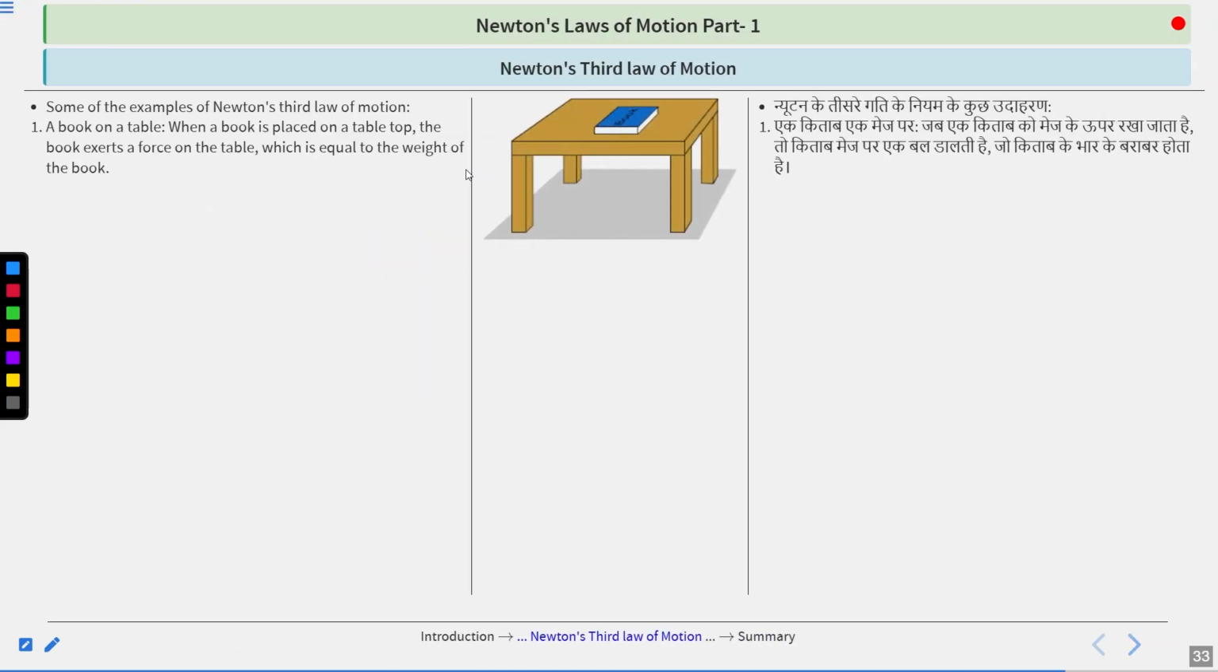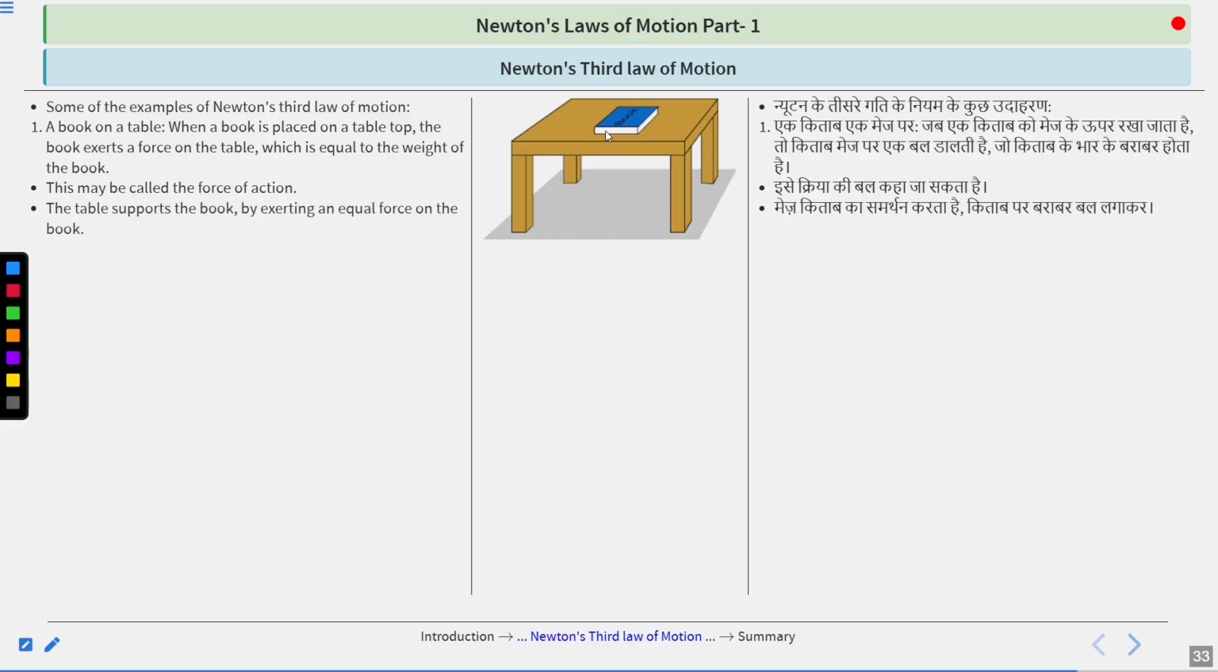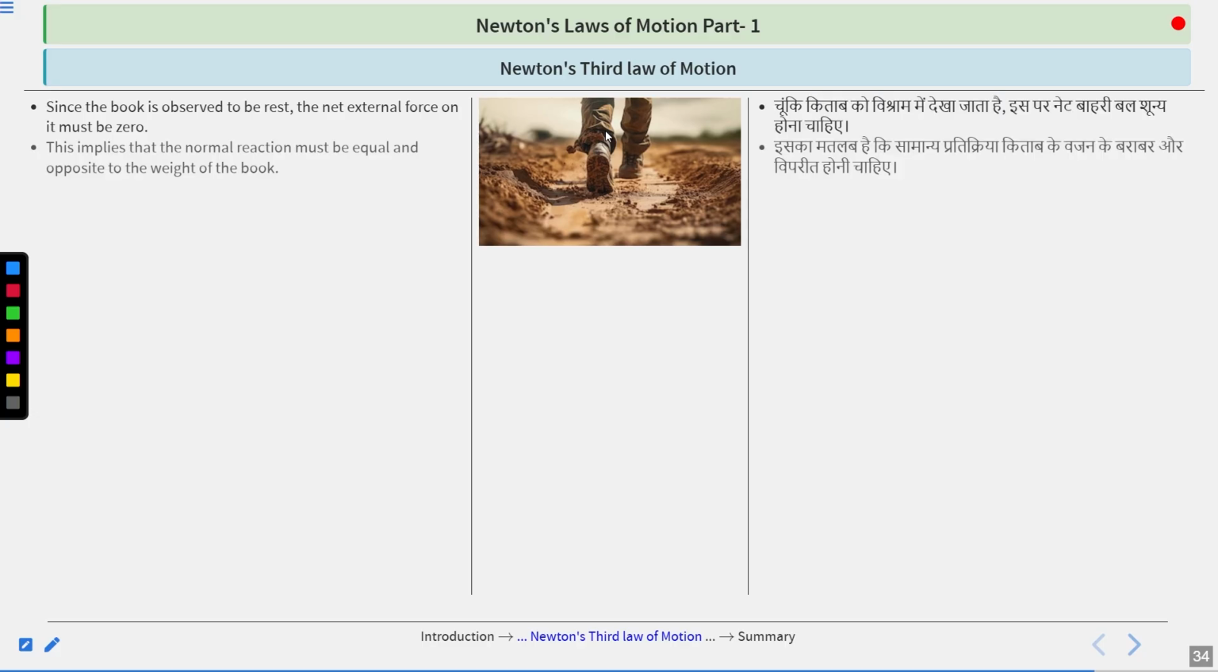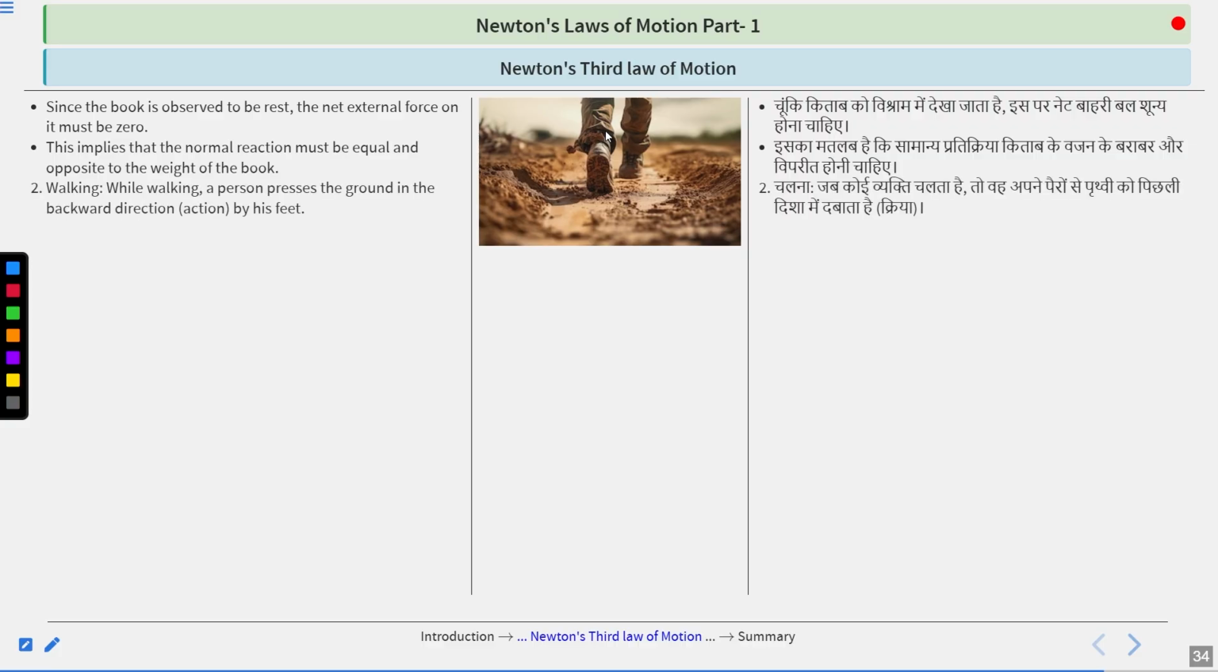Book on a table. So now you can see, when a book is placed on a tabletop, the book exerts a force on the table which is equal to the weight of the body. This may be called the force of action. The table supports the book by exerting an equal force on the book. This is the force of reaction. Since the book is observed to be at rest, the net external force on it must be 0. This implies that the normal reaction must be equal and opposite to the weight of the body.